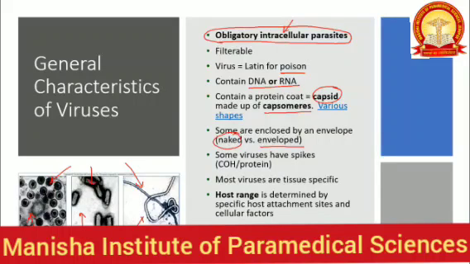Some viruses have spikes, which are mostly made up of proteins, and most viruses are tissue specific. So they have this tissue specificity. That means a certain virus will infect a certain type of tissue. For example, hepatitis B infects the liver tissue. Host range is determined by the specific host attachment sites and the cellular factors that a virus has.